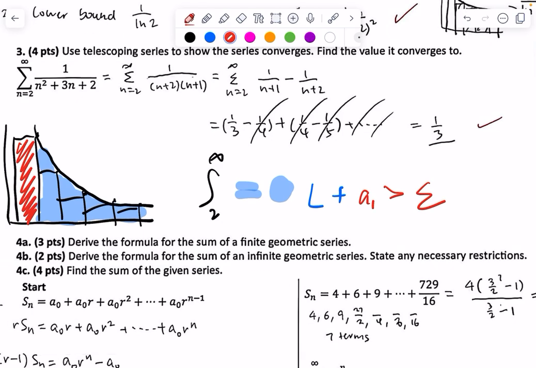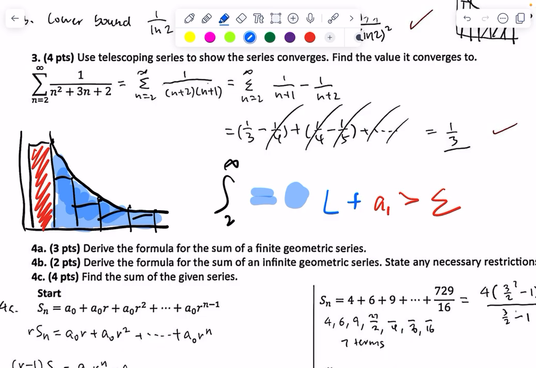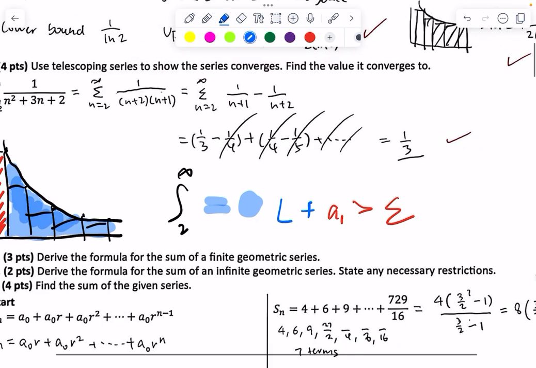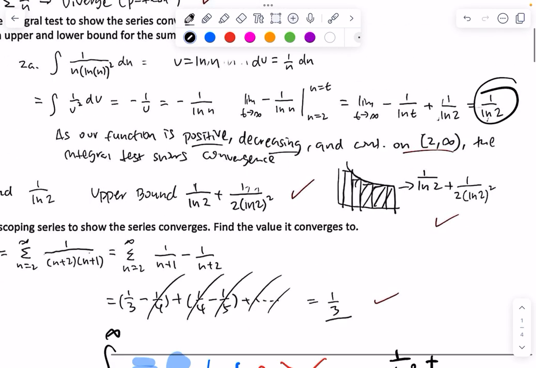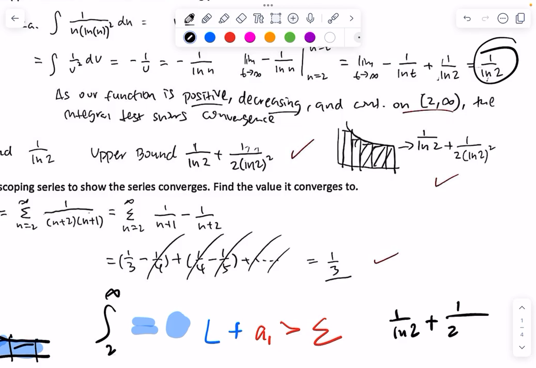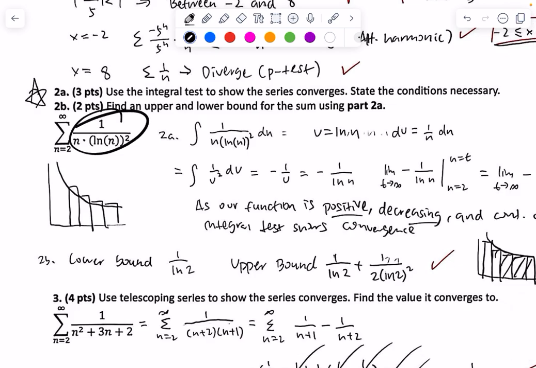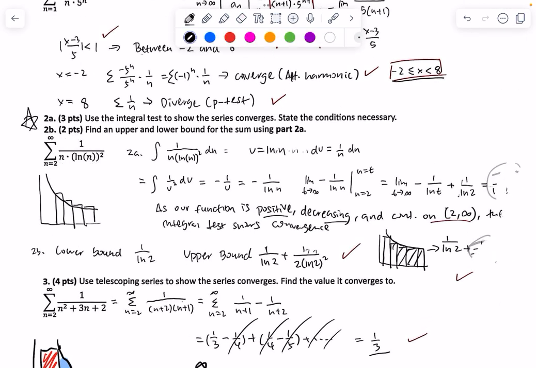And this, again, has to be greater than the sum. Let me say that again. The integral, this part, is greater than the discrete sum from 3 to infinity. And so the integral plus the red section has to be greater than the discrete sum. And what is the integral plus the red section? The integral plus the red section is just 1 over ln 2 plus, what's the other part? 1 over 2 times ln 2 squared. And this is just coming from this, right? All right, amazing.